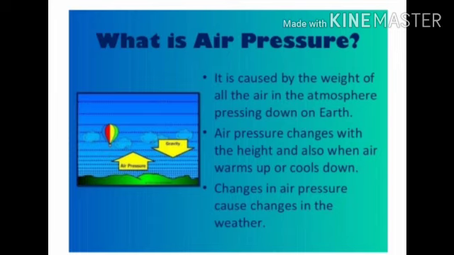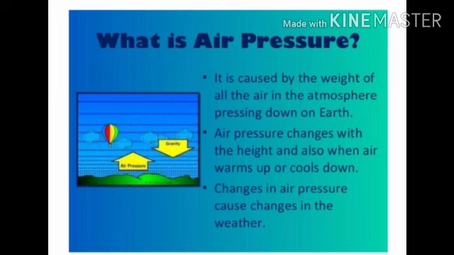What is air pressure? Anything that has weight exerts pressure on the thing that lies below it. Thus, the air in the atmosphere exerts pressure on the surface of the earth. Due to this air pressure, various phenomena like storms, precipitation, etc. occur in the atmosphere. Now, what is the meaning of precipitation?